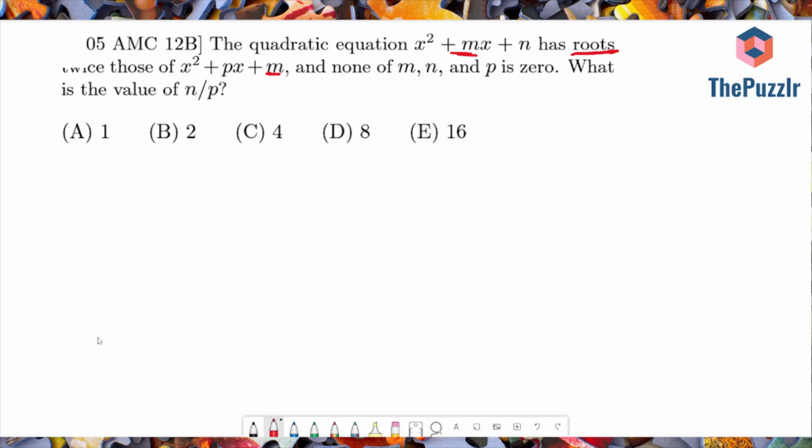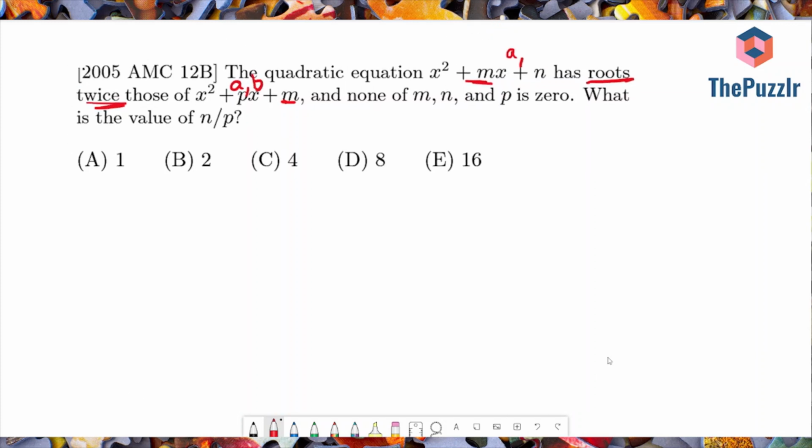Okay, so we know that the roots are twice those of this polynomial. So what does that tell us? Well, what is the relation between the roots? Let's call the roots of this a and b. Then the roots of this right here are 2a and 2b. Okay, so I know that ab is equal to m. So now if I multiply 2a times 2b, that's going to give me n.